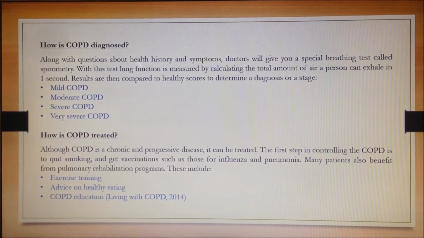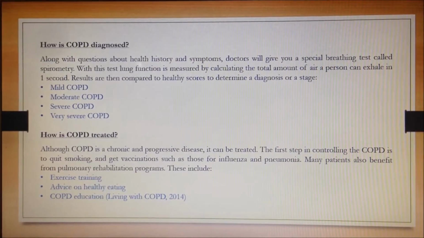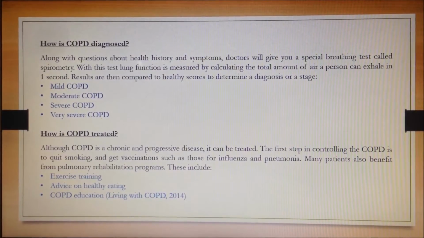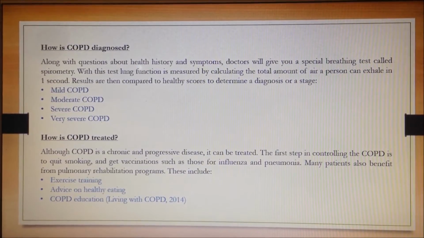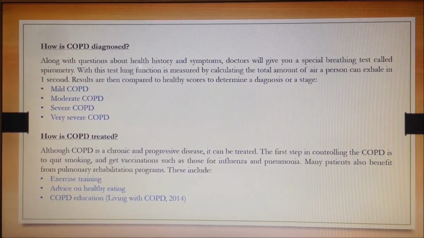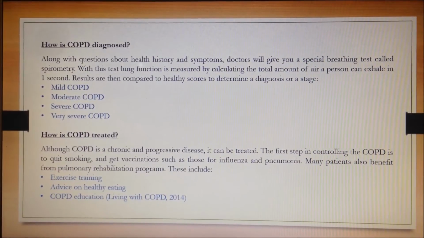So how is COPD treated? Although COPD is a chronic and progressive disease, it can be treated. The first step in controlling the COPD is to quit smoking and get vaccinations such as those for influenza and pneumonia, and this will greatly reduce acute exacerbation rates. Many patients also benefit from pulmonary rehabilitation programs, and these include exercise training, advice on healthy eating, and COPD education.